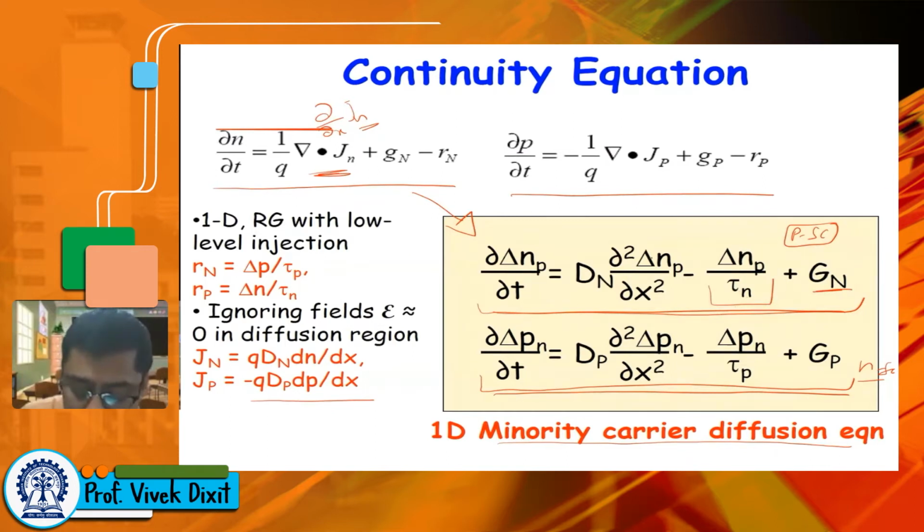This is the diffusion term. If the diffusion coefficient is 0, this term will vanish, right? And this is the rate term, right? So in steady state, this term will vanish. Correct? Generation can be due to photons, right? So if there is no light, you can remove this term also.